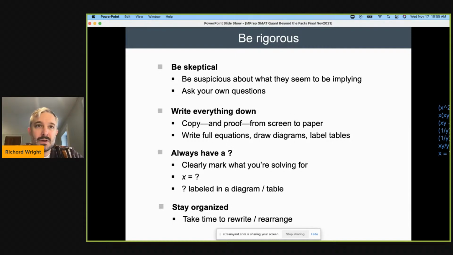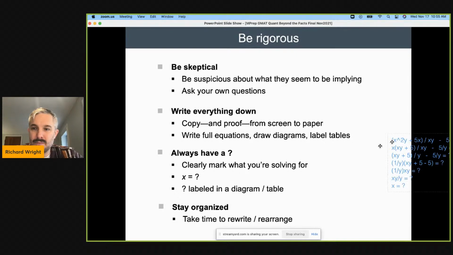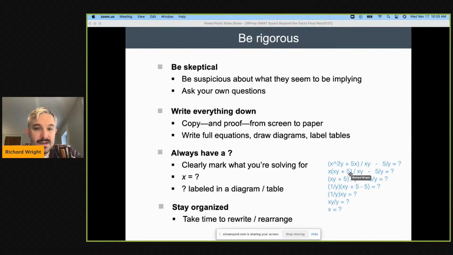So if we take a look at the work that I did on the last problem, this is a good example of good, organized, rigorous work. The first thing I wrote down was a full equation. It was the problem itself as it was given. I didn't just write down the left-hand side of the equation, right? A lot of people would just write this down. The problem is this is just an expression. It's one piece. It's sort of like a sentence that doesn't have a subject or doesn't have a verb. You need both pieces for it to be real math that you can work on.